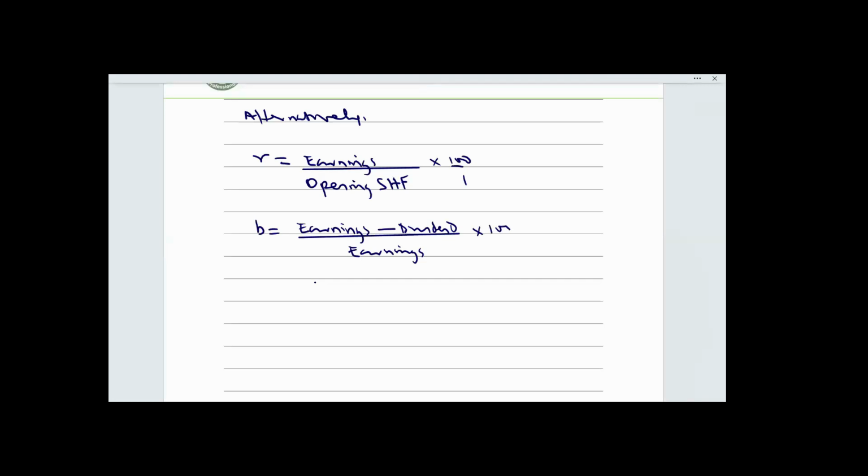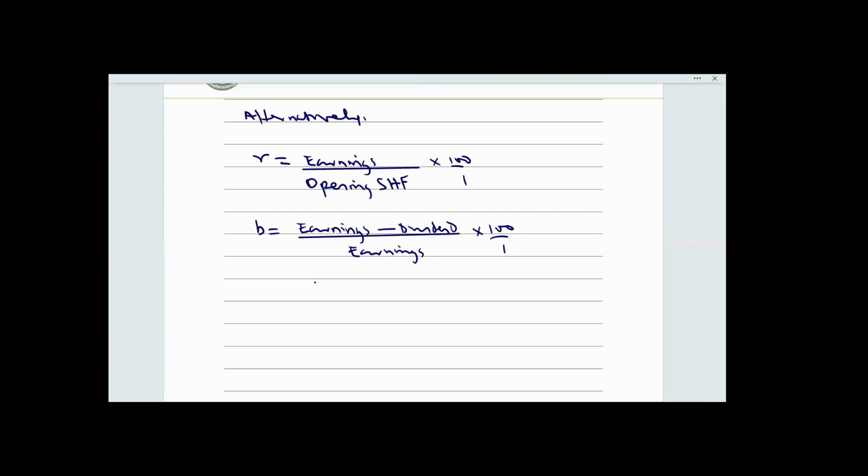Multiply by 100 over 1. So when you say retention, we are saying that from the profit after tax in the profit or loss account, in the income statement, part of it will be paid out as dividend. The balance will be retained in the business for growth and expansion.